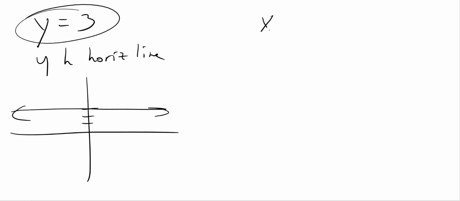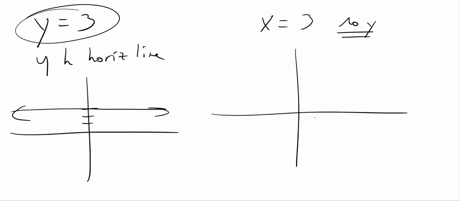And same thing if I said x is equal to 3. This has no y. So remember what that looks like? First of all, you're going to plot 3 on the x-axis, and then remember, it's what kind of line? It's a vertical line. And there's your graph. That's x equals 3, a vertical line.